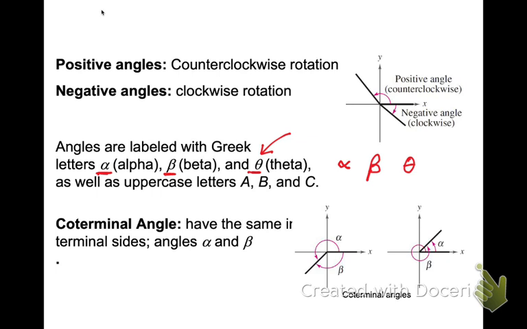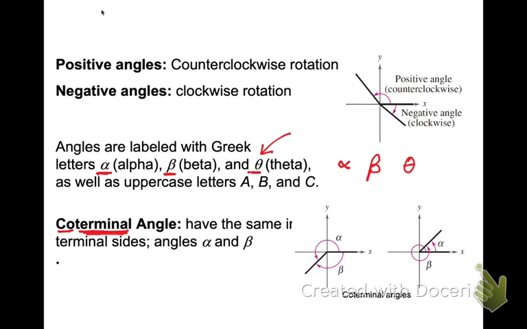Okay, coterminal angles. What does co mean in front of any word? Like co-president. What's that mean? There's two or more. They share an office, right? So if these are coterminal angles, they share what? Not the initial, they share a terminal side. So coterminal angles have the same terminal side.